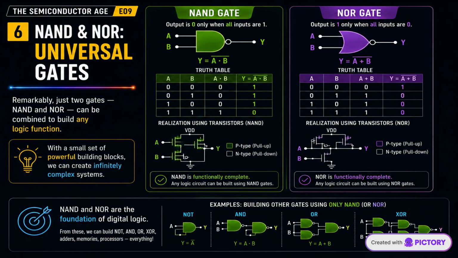Two particularly important gates are NAND and NOR. They are called universal gates because combinations of them can reproduce every basic logical operation. This means remarkably complex digital systems can be constructed from a small set of fundamental building blocks.